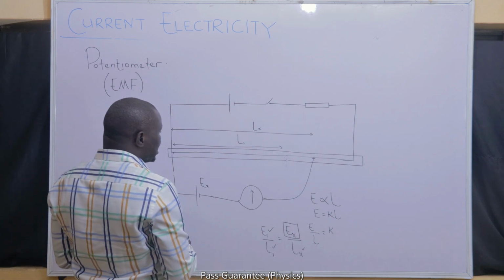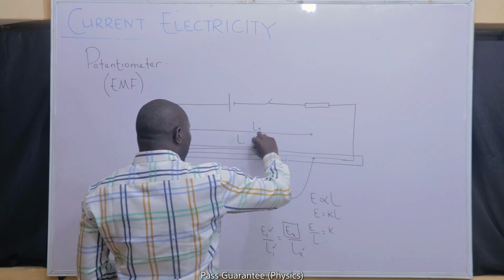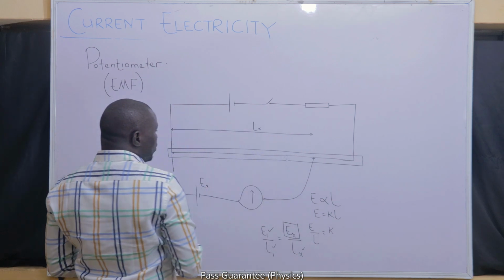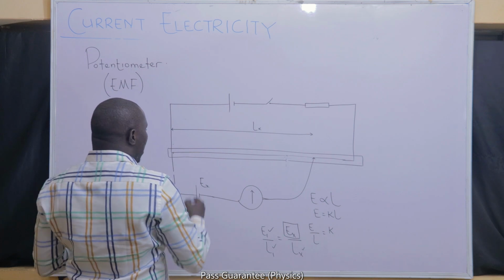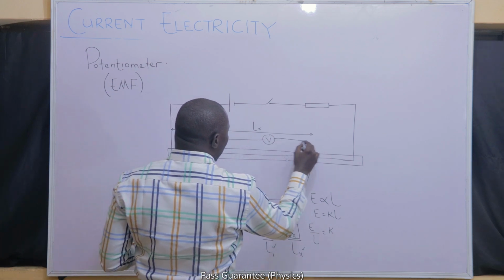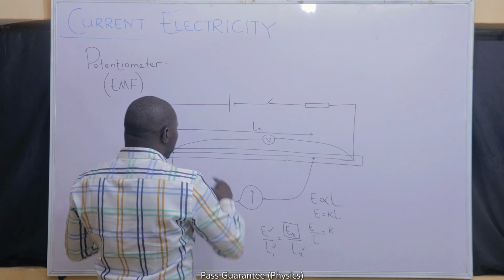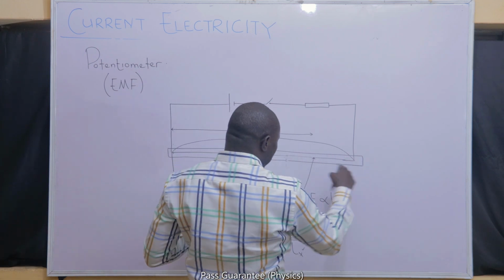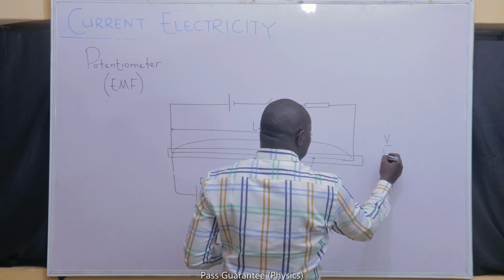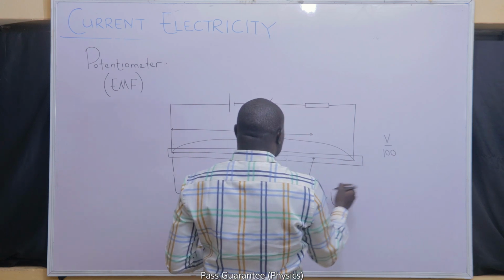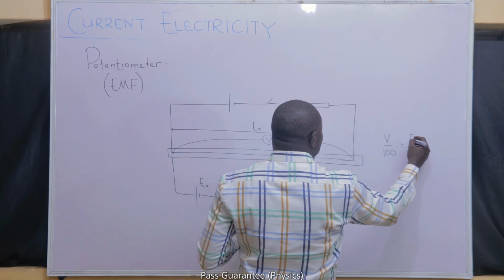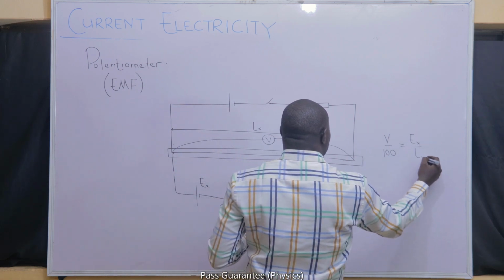There are other instances where I will not be given a standard cell at all. If I'm not given a standard cell, I will need to know the potential difference across the whole length of the wire. This time the length is 100, because it is the whole length of the wire, and that is what I will use to determine the EX all over LX.